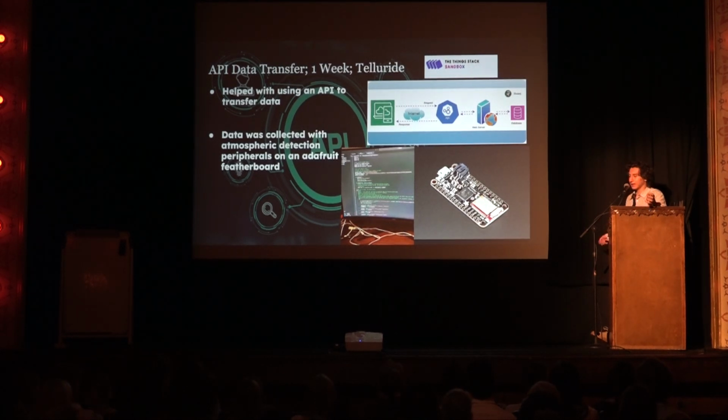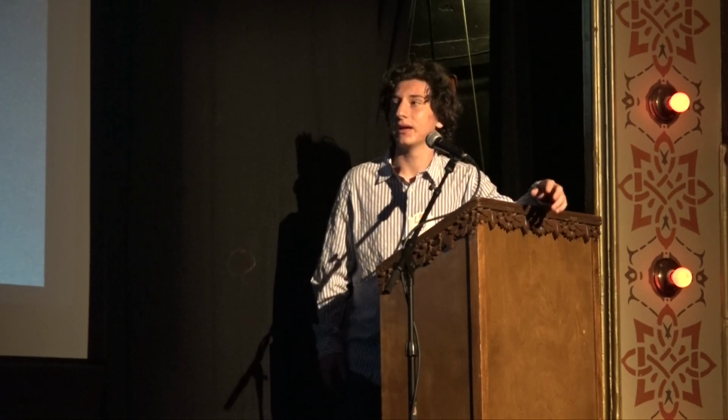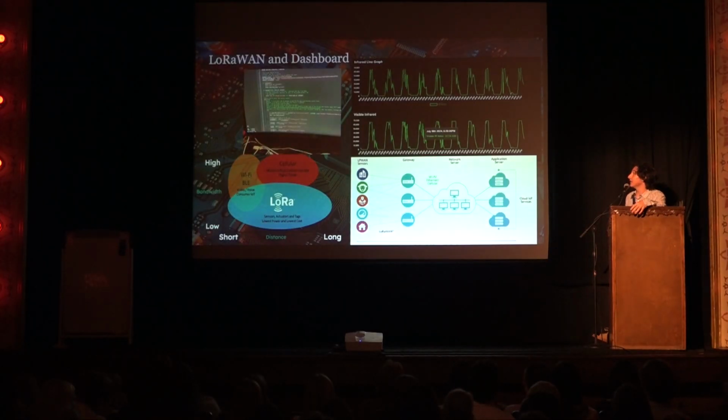Essentially, the data that was coming from one website was raw data from a data stream, and I had to format that data using an API to transfer it to this other website to make it look graphically interesting and visibly pleasing. A lot of the data was coming in from an Adafruit Featherboard with a bunch of atmospheric detection peripherals on it. This Featherboard had temperature gauges and humidity detectors on it, and it would compile this data and send it via something called LoRaWAN, and you can see this right here.